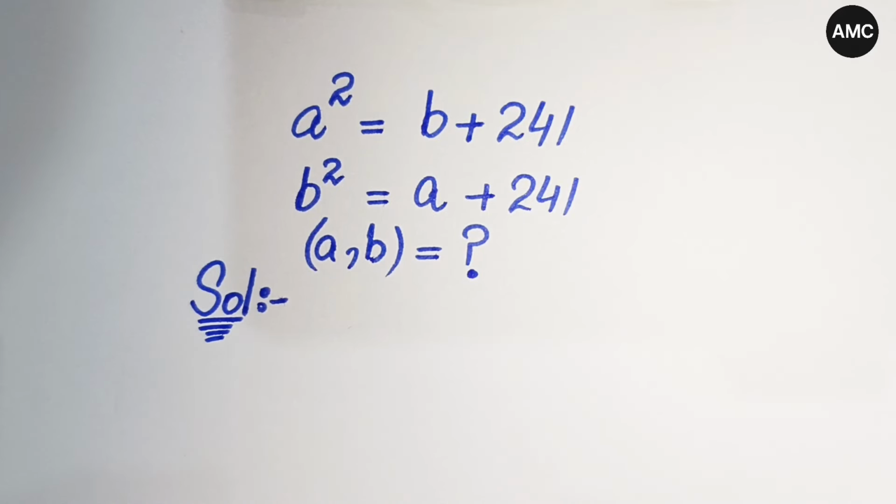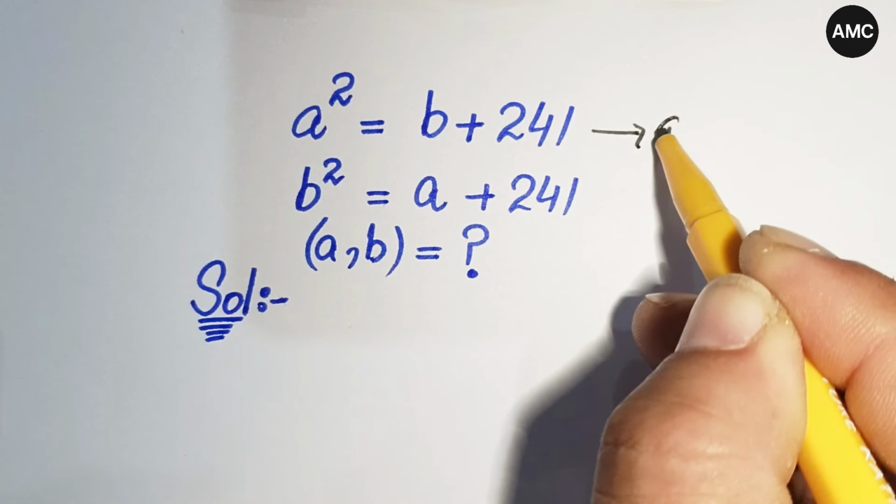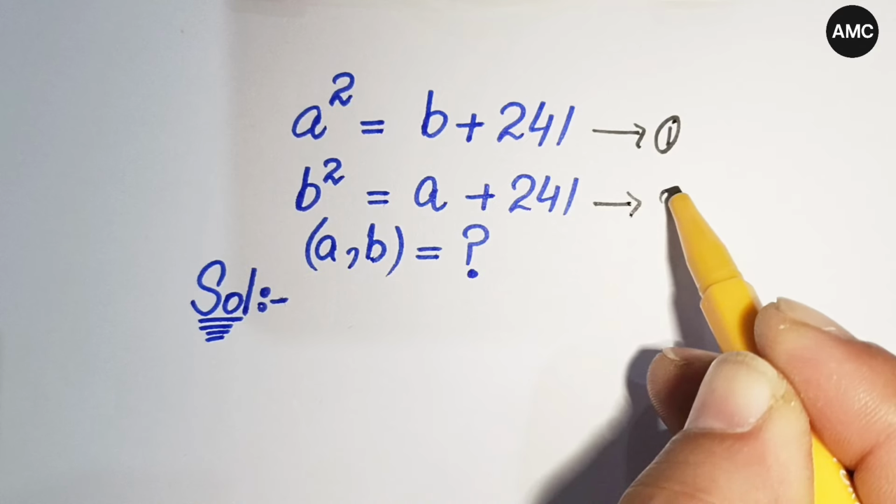Today we have a nice exponential problem, that is a squared is equal to b plus 241 and b squared is equal to a plus 241. So here we have to find all possible values of a and b. Let's start our solution. First of all, we just call this our equation 1 and this our equation 2.